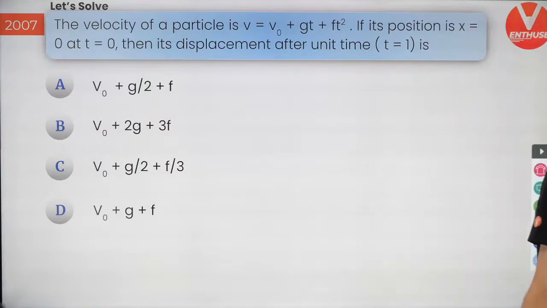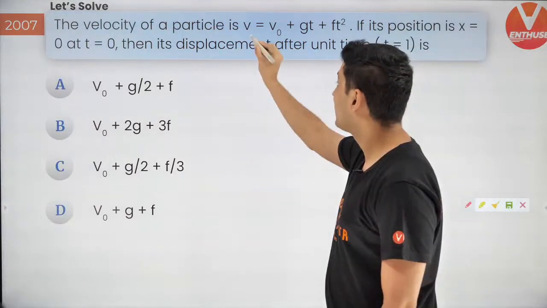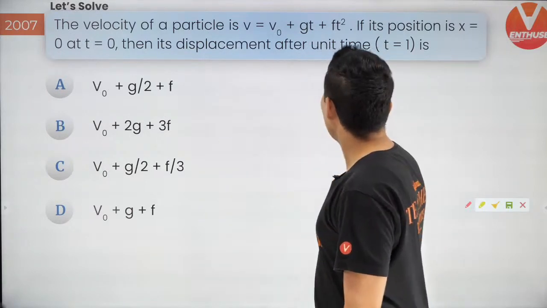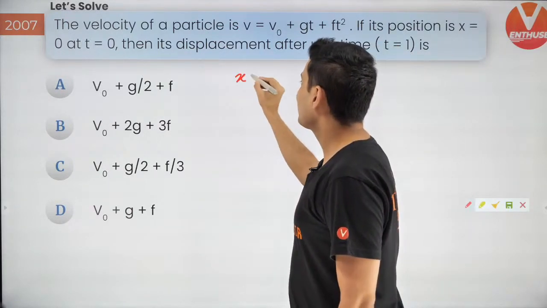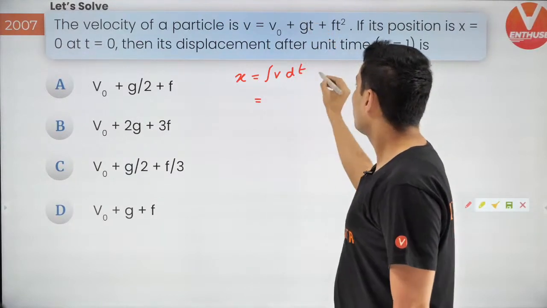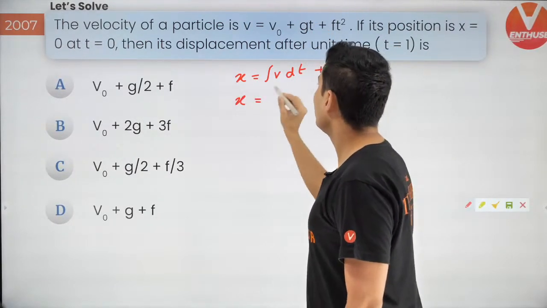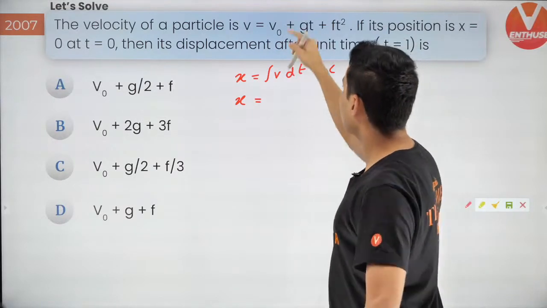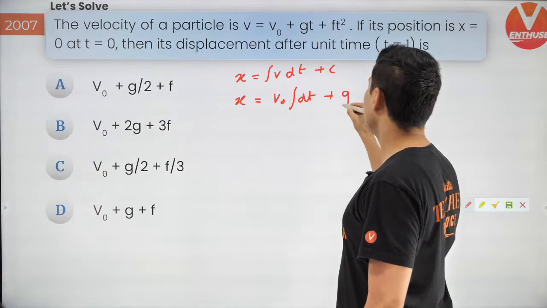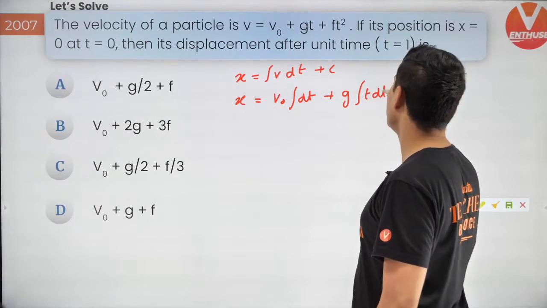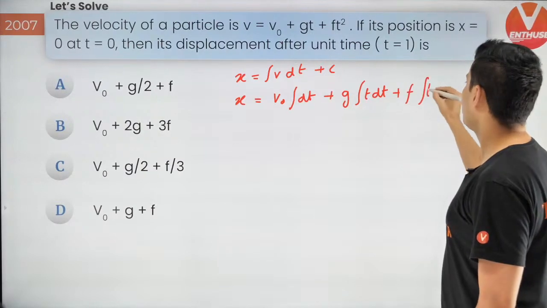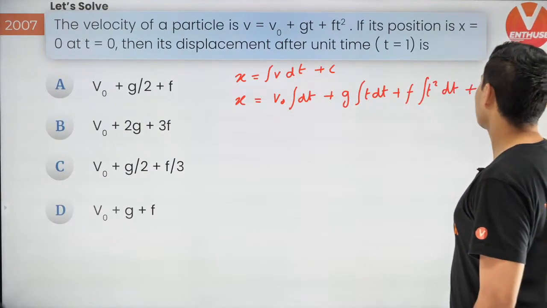Okay. Teacher Tanya also says A. All right, I'll start solving. Let's see how many of you get this correct. Velocity to displacement. I just gave you a graph. So guys, X is nothing but the integration of velocity with respect to time, plus C. So X will be equal to the integration of this: V naught integration dt plus g integration t dt plus f integration t square dt plus C.